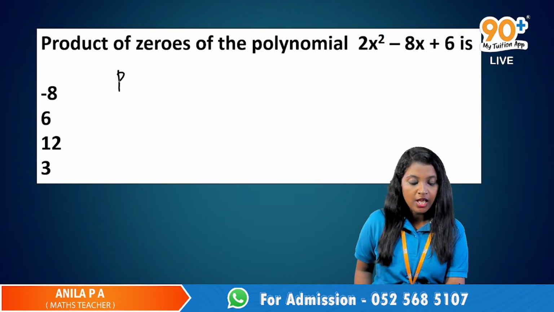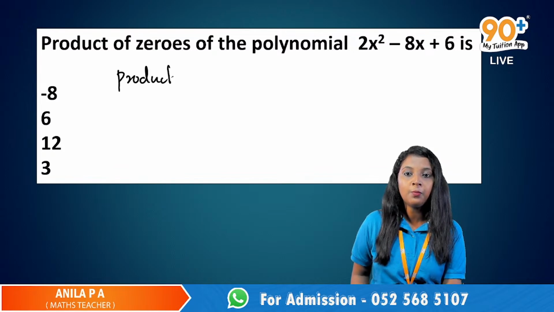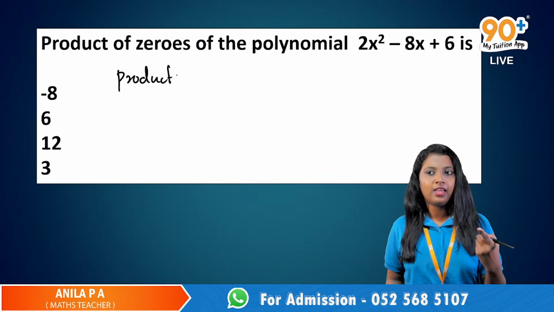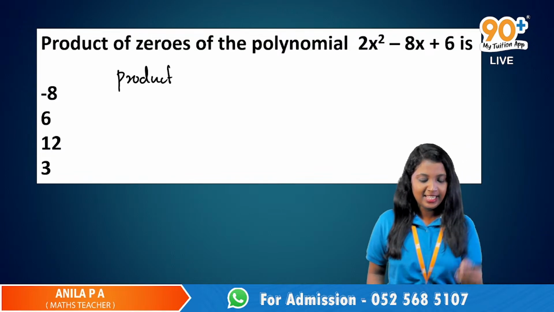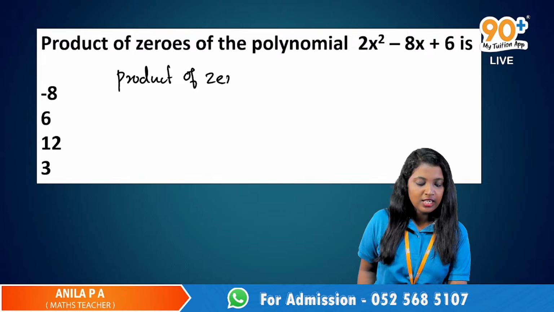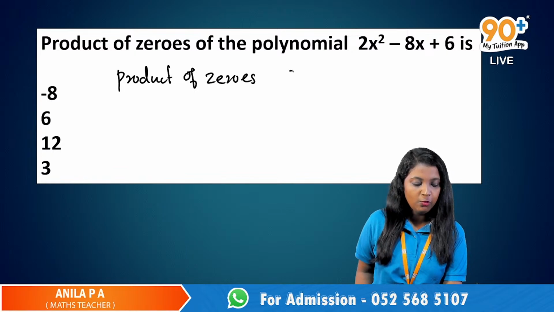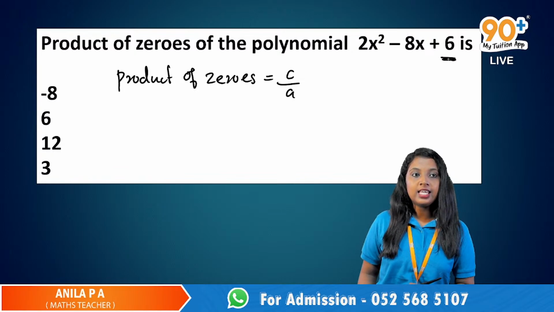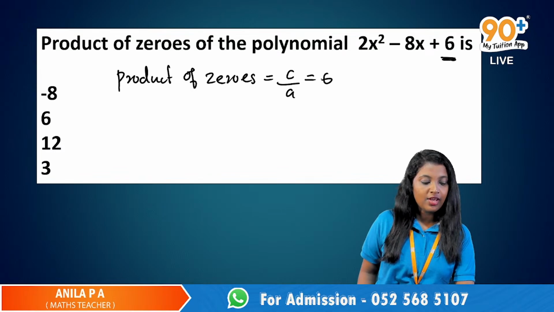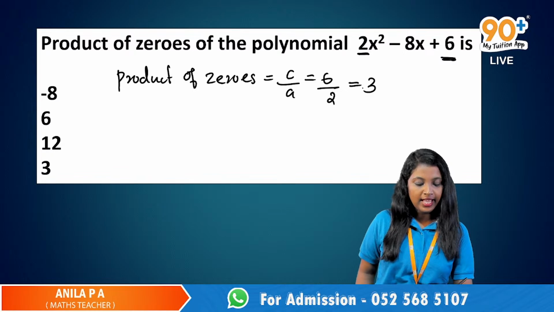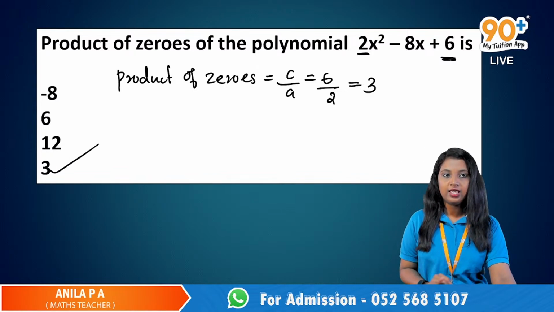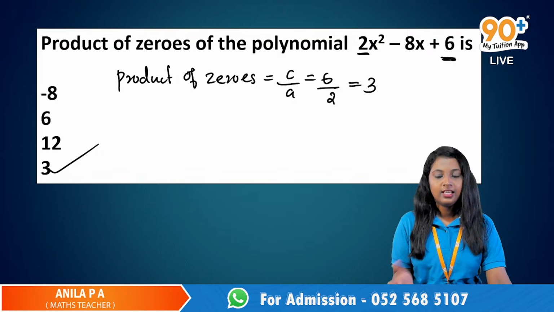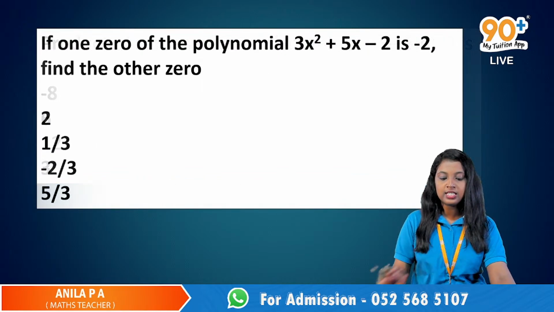We have the relation: product of zeros is equal to negative b by a or c by a. Is it negative c by a? No, it is c by a, right? Product of zeros is equal to c by a. And what is the value of c here? C here is 6, and what is the value of a? A is 2. So 6 by 2, and we will get 3. So 3 is the correct answer. Product of zeros is 3. Yes, 6 by 2 is 3, right?